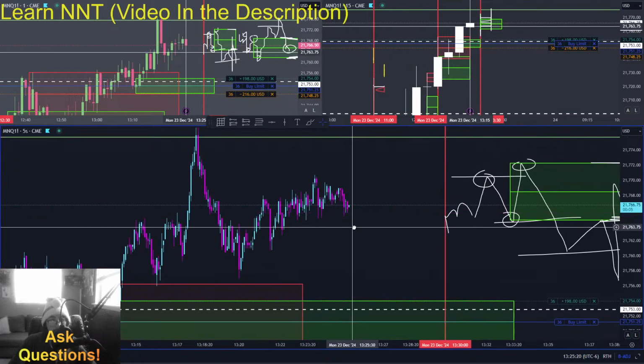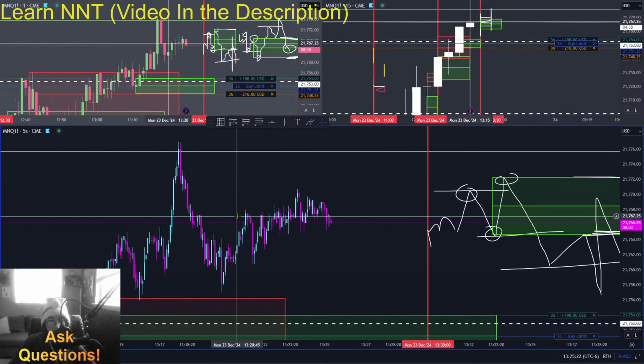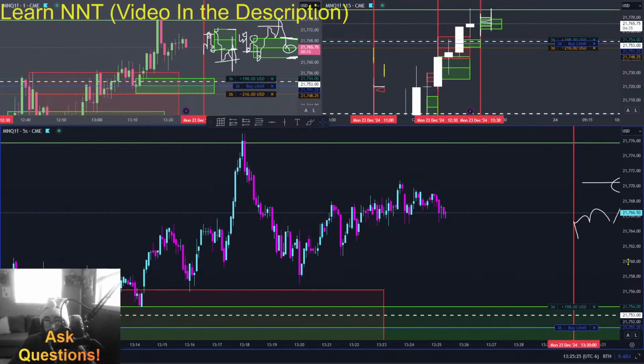Okay. And even on those bars, you can still see plays that are taking place. They're just lower probability.